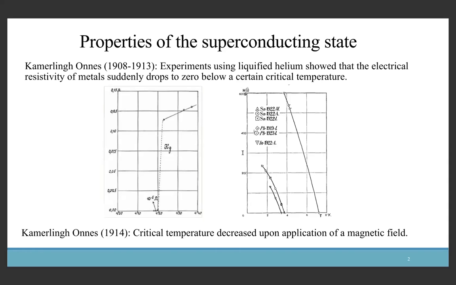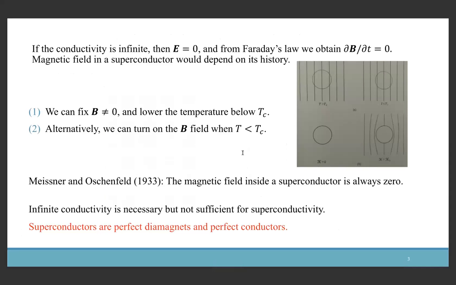And in 1914, he discovered another important property of the superconducting state, which was that in the presence of a sufficiently large magnetic field, superconductivity is destroyed. Now we can ask whether the property of the absence of electrical resistivity is a unique condition to define a superconducting state. So suppose we have a system which has infinite electrical conductivity, then the electric field would be zero inside this system. And so from Faraday's law, we know that the time derivative of the magnetic field will vanish. So this means that the magnetic field would be a constant in time, and therefore the magnetic field would be dependent on the history of the system, and so it will be independent of the external conditions.